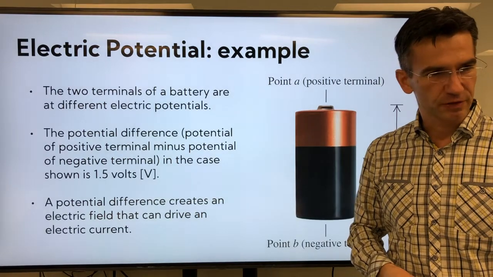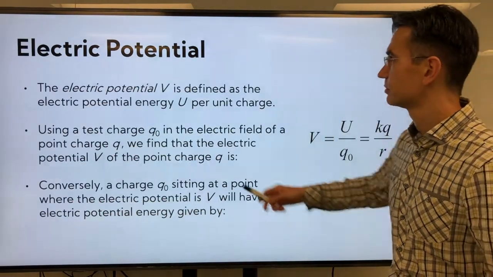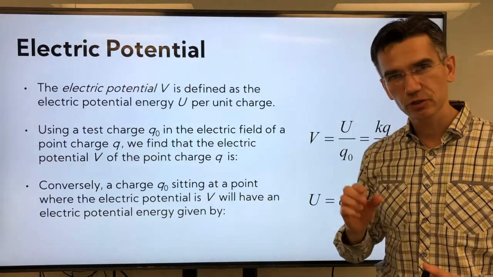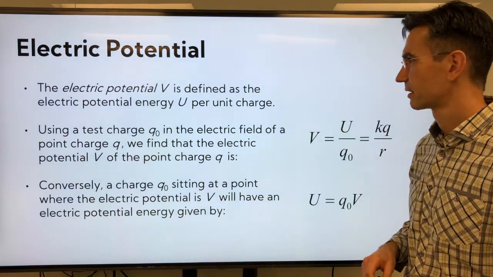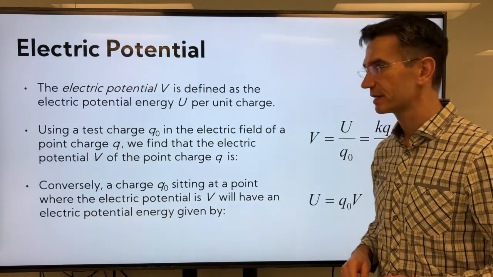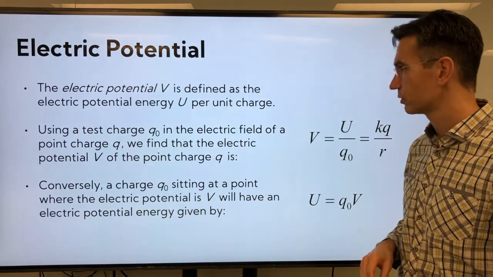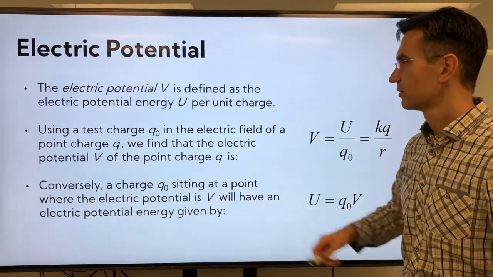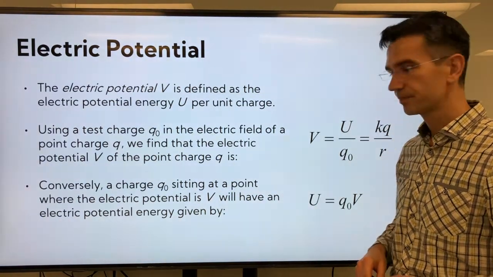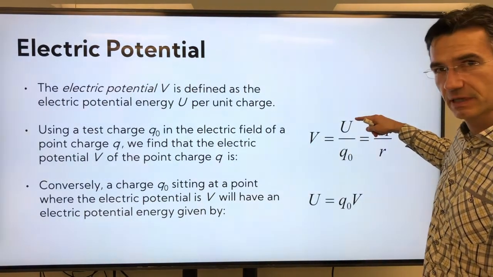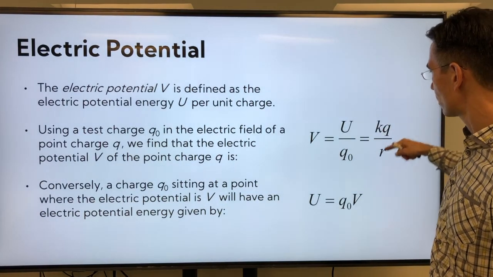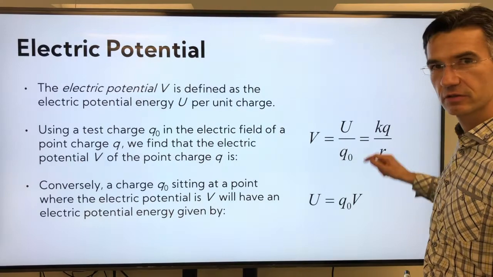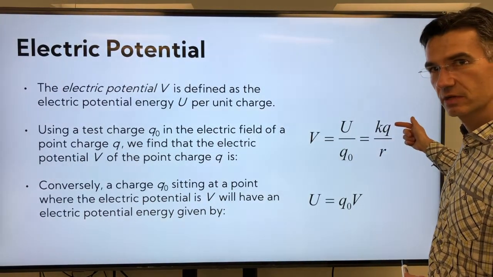Let's go back to the definition. The electric potential, and we'll denote this with the variable capital V, is defined as the electric potential energy per unit charge. So if we have a test charge Q0 in the electric field of a point charge Q, then we can find that the electric potential V of the point charge Q in the center is going to be the electric potential energy per unit charge, so it's kQ over r. This is the electric potential of the point charge with a charge size Q at a distance r from it.